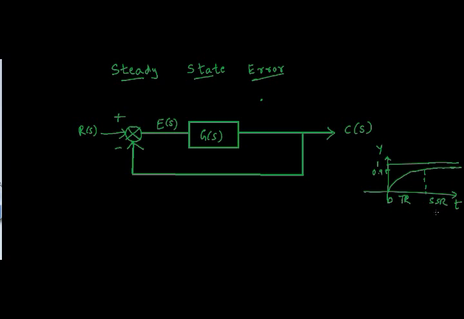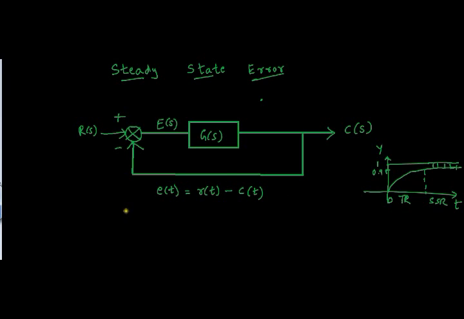As you can see there is an error observed here, that is the difference between input and output. This error is called the steady state error. The error which is observed during steady state response is called the steady state error. So we know that this is r of t and this is c of t. Let's define the error as r of t, which is the input, which is higher in this case, minus c of t.